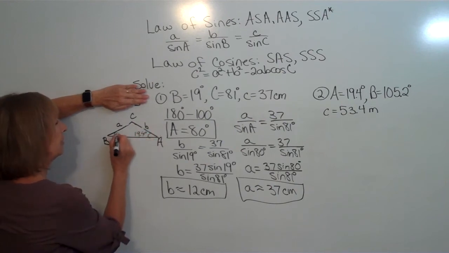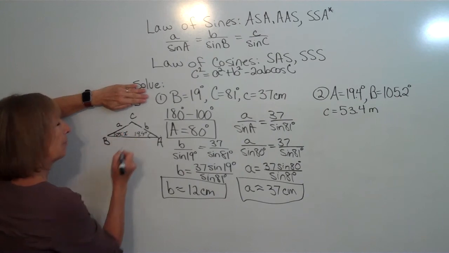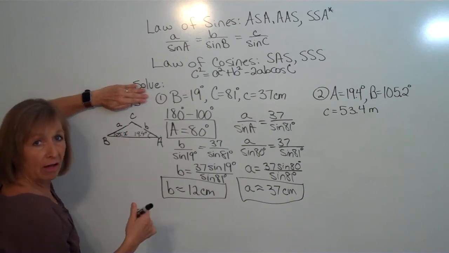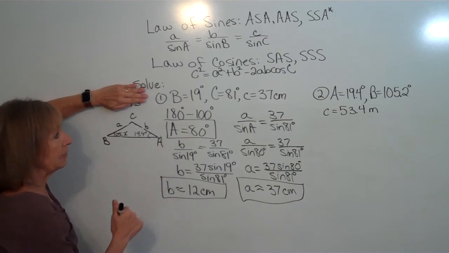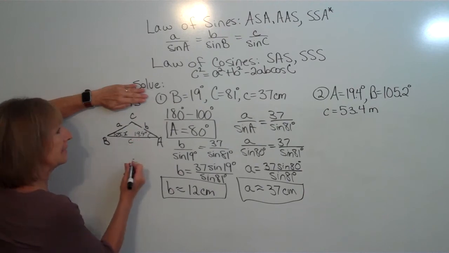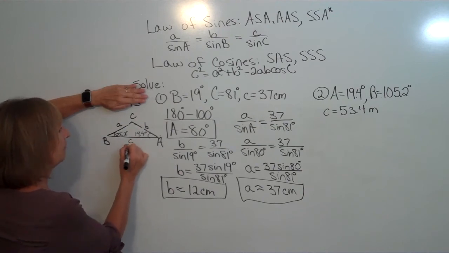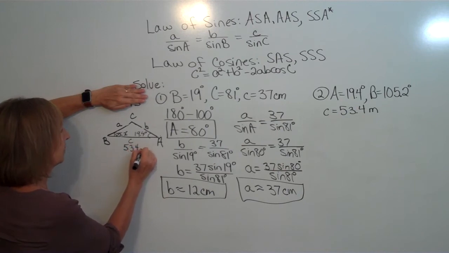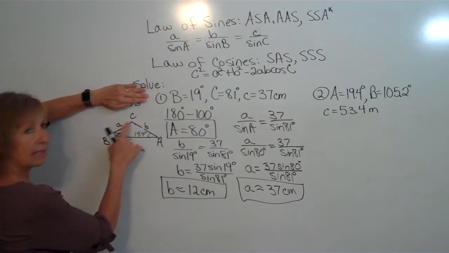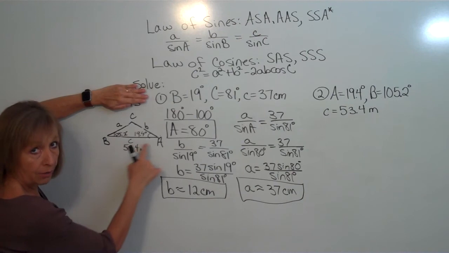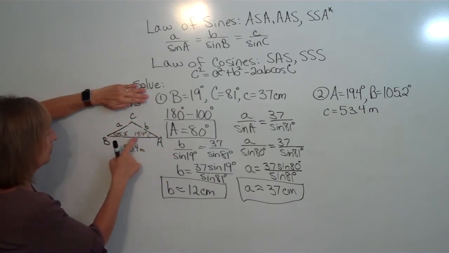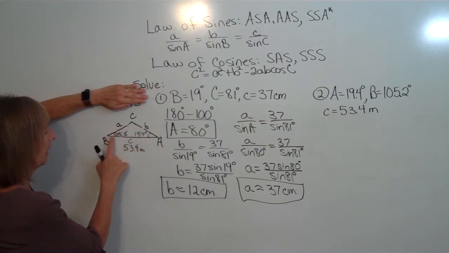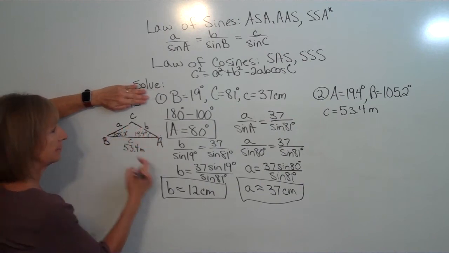B is 105.2 degrees. So my picture of my triangle is off, but I just want to try to find which trig relationship I need to use. And then side C, down here, is 53.4 meters. So as I come from information I don't know, around through information I do know, I know the angle, I know the side, I know the angle. So this is angle, side, angle case.